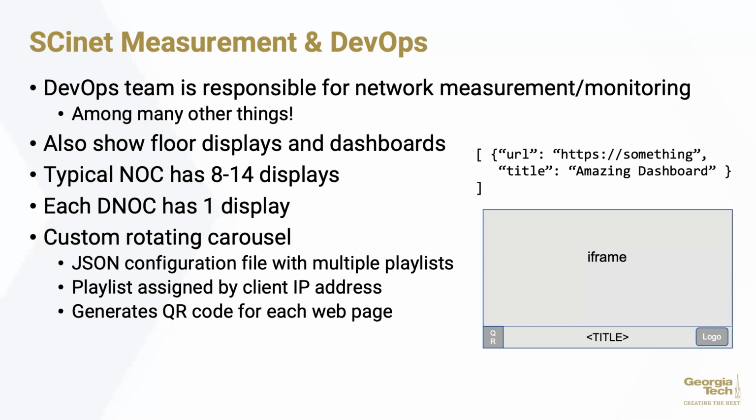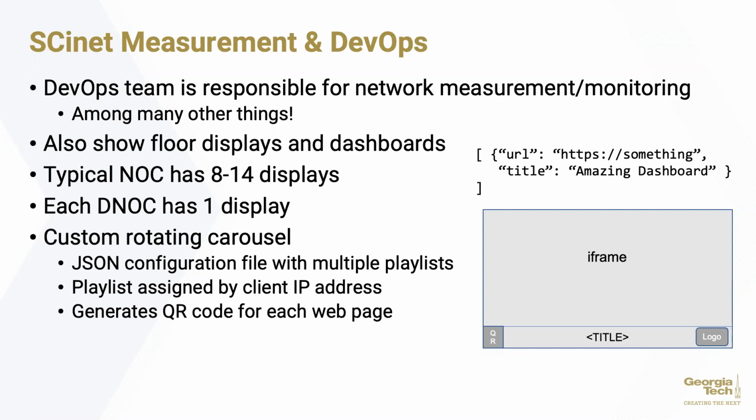Now, behind most of these displays is a rotating carousel of dashboards that DevOps has put together. Now, this is a tool that predates me by quite a bit. So I can't even tell you the origin story. Perhaps Jason can weigh in on that. But it's a really useful tool in that on our Apache server backend, we just have a JSON set of objects that describe a number of different playlists. And these are very simple, just consist of a URL and a title for each slide.